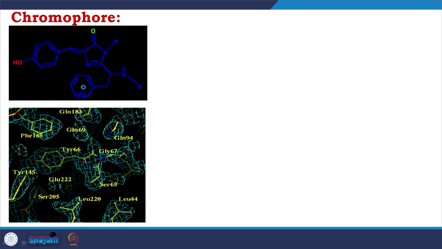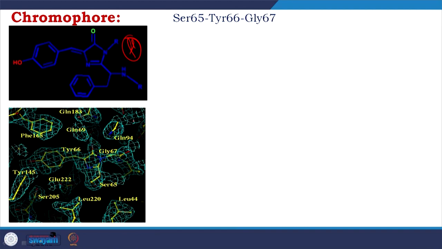So, what is a fluorophore? It is a protein, right? So, how does the fluorophore come? This is the fluorophore. You look at this, the resemblance to amino acids, I am showing it. This is the crystal structure where you see the actual core active site where the mutations are going on. The core actually comes from three amino acids: serine 65, tyrosine 66 and glycine 67.